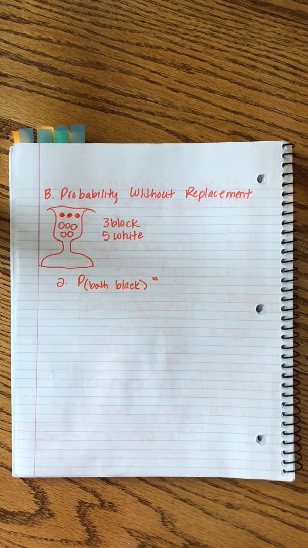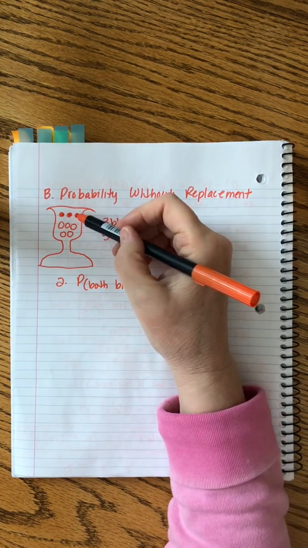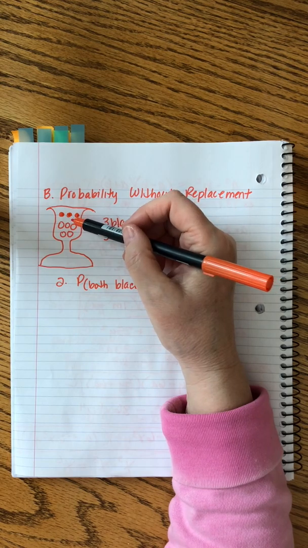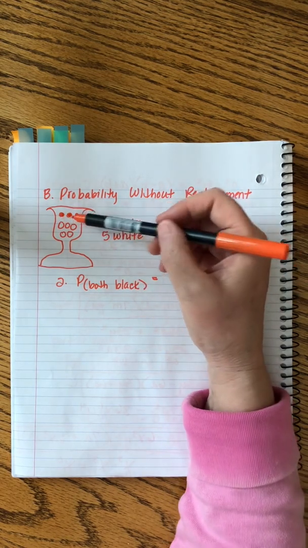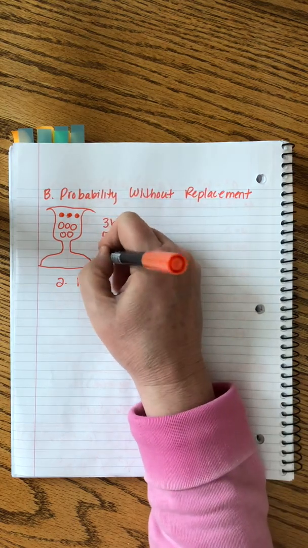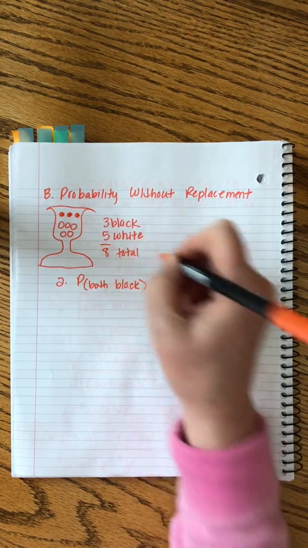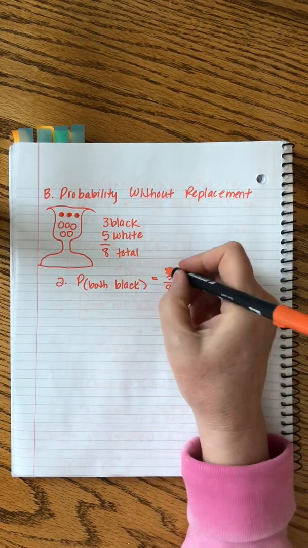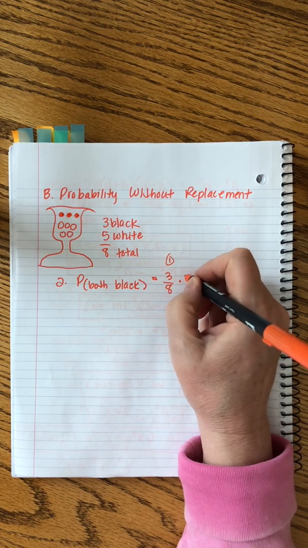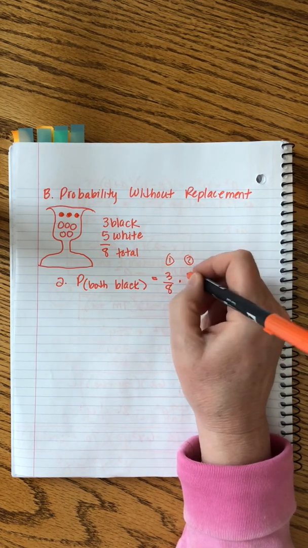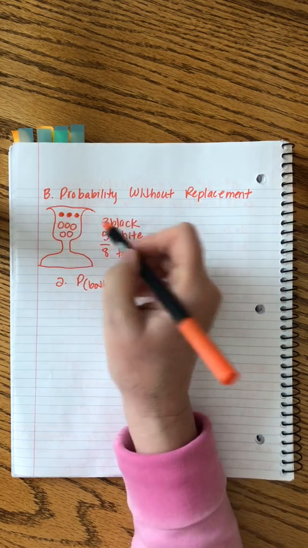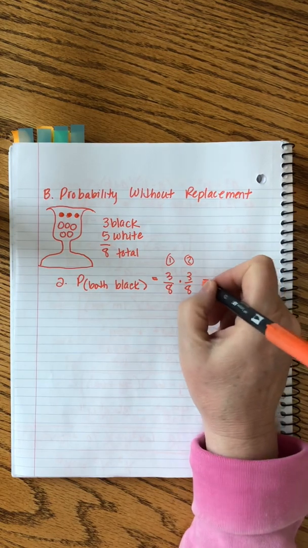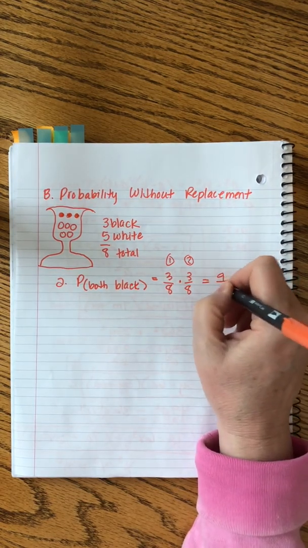The probability of pulling a black one out of here would be 3 out of 8 in total, and that would be the first time. Then we're doing it the second time in a row. The second time it would also be 3 of 8, because we took the first marble out and then we put it back in. So the probability that both would be black is 9 out of 64.